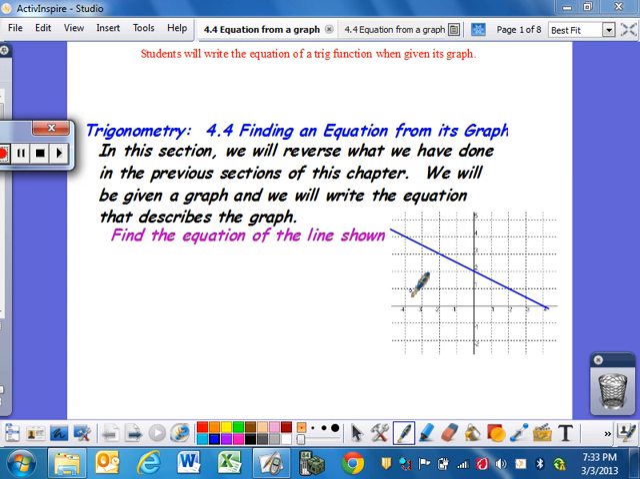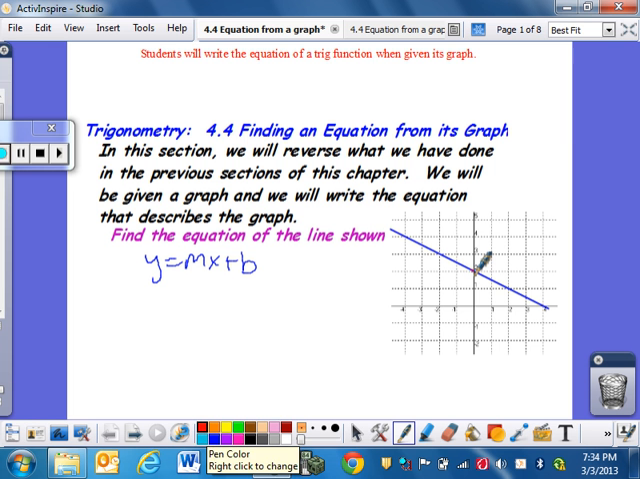Okay, this is section 4.4. It's called finding an equation from its graph. So what we're going to do is take a trip down memory lane and think about Algebra 1 when we had just a linear line, and how did we find the equation of that line? Well, a lot of you might be thinking y equals mx plus b. Okay, so that's our general equation that we use for this type of problem. And if you can find your slope and find your y-intercept, this becomes quite simple.